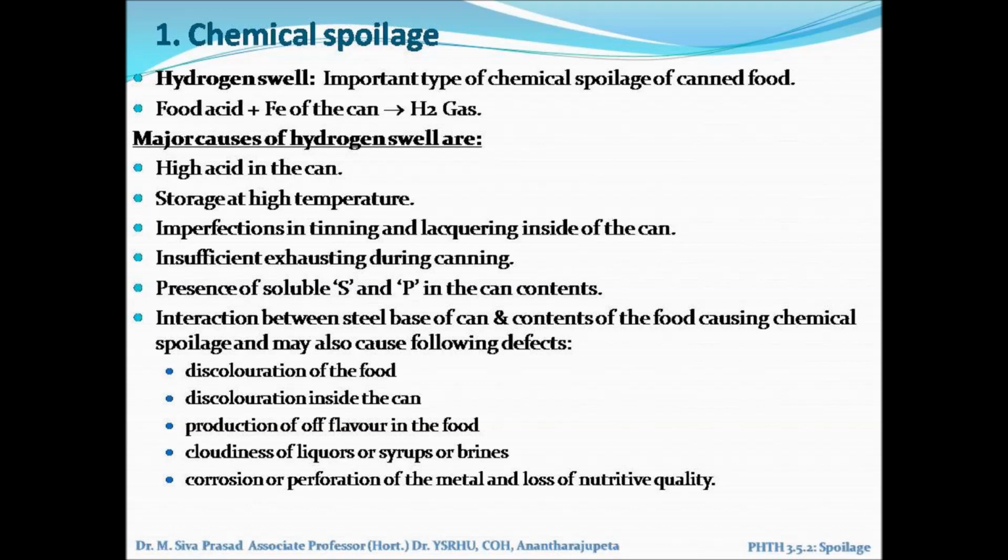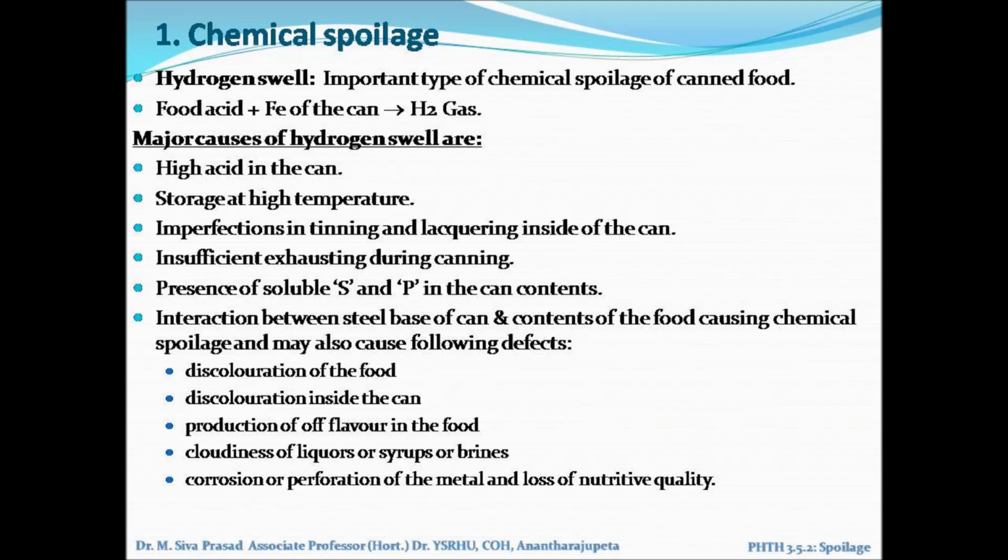The first cause of spoilage is spoilage caused due to chemical reactions: the chemical reaction of the acid present in the food and the tin plate. When there is a chemical reaction between the tin plate and the acid of the food, it causes production of hydrogen gas, and this hydrogen gas will cause swelling.